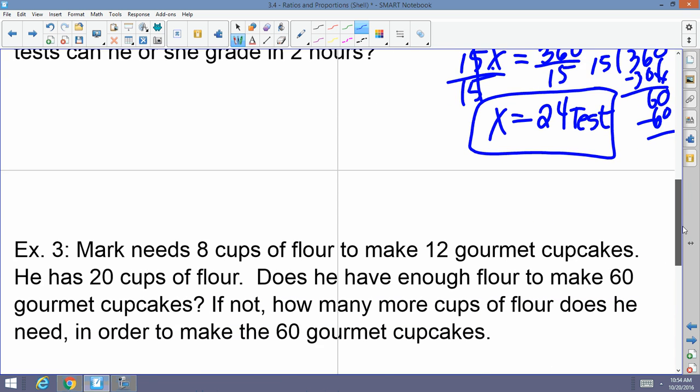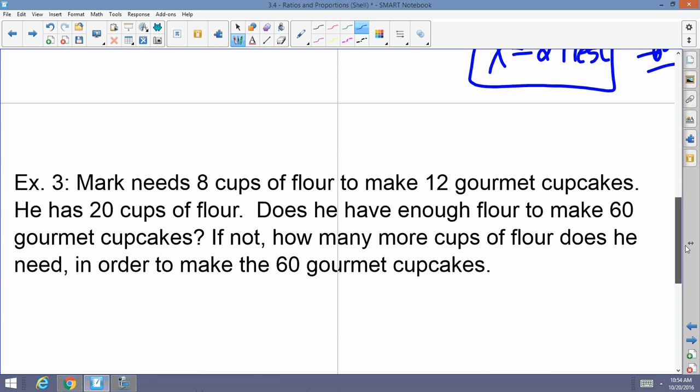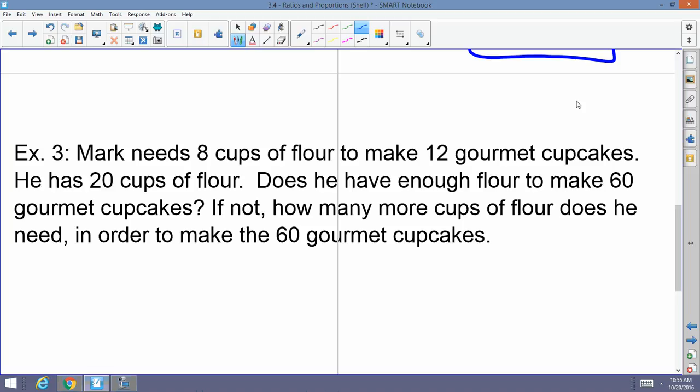Example 3. Mark needs 8 cups of flour to make 12 gourmet cupcakes. He has 20 cups of flour. Does he have enough flour to make 60 gourmet cupcakes? If not, how many more cups of flour does he need in order to make the 60 gourmet cupcakes? I put a lot of information here on purpose. What is the fact that they give you? What fact do you know?